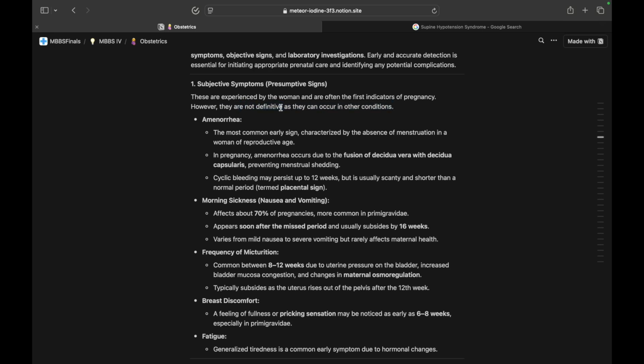So non-definitive. First one being amenorrhea, most common sign, earliest sign characterized by absence of menstruation in a woman of reproductive age. So it is self-explanatory. In pregnancy, amenorrhea occurs due to fusion of decidua vera with decidua capsularis. So let's see how those look like.